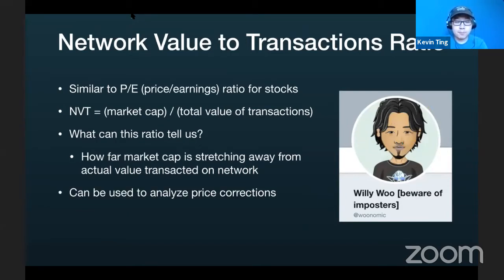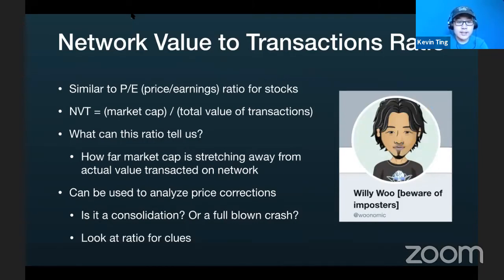And this is also potentially useful for analyzing price corrections, right? You can say, is it a consolidation that's currently happening, or is it a full-blown crash? And so you can look at the ratio for clues for this. And this was popularized and created by Willy Woo. You can follow him on Twitter at Woonomic, and he has a blog that's really fascinating about this stuff.